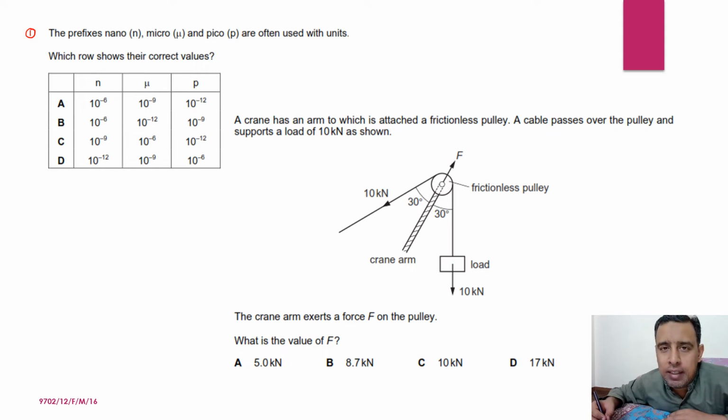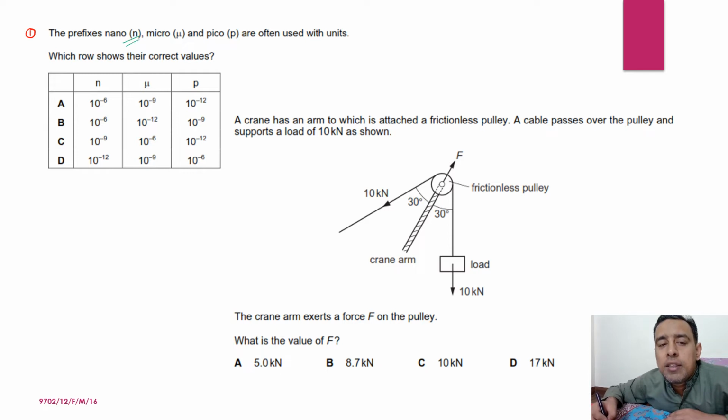I'm Sir Saeed and today we are going to solve some past paper questions. The past paper is Feb-March 2016 paper 1-2. This is an A levels paper and we will solve some questions. So let's start. In question number 1, you have to tell which row is correct.